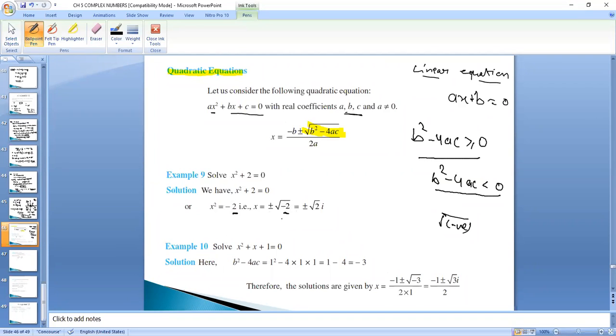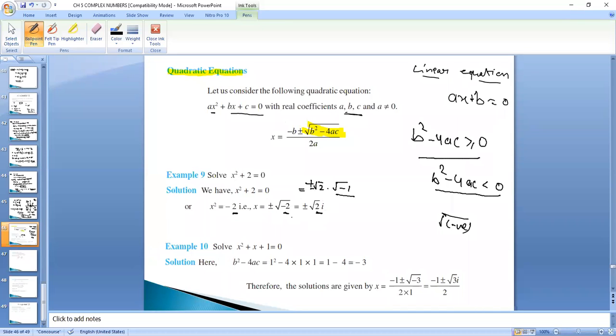This is the only new thing added to you people now. Right? Square root of minus 2 can be written as square root of 2 into square root of minus 1. Plus minus will be as it is: plus minus square root of 2. Square root of minus 1 can be written as iota. The value of x is plus minus root 2 iota.